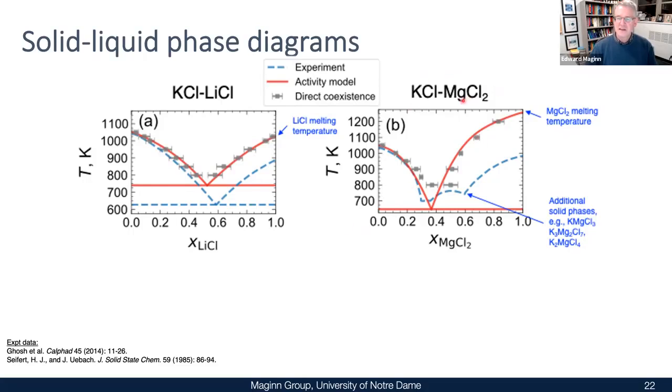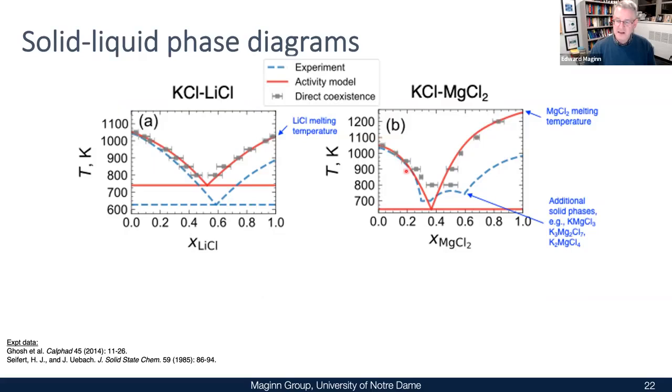We applied the same thing to the KCl MgCl2 region. This is now a little bit more complicated because in the middle region here, there are some additional solid phases, which we didn't account for. So it's only over here at the low MgCl2 or the high MgCl2 region where it's pure solids. We went ahead and did the calculation, and we got this red curve here.